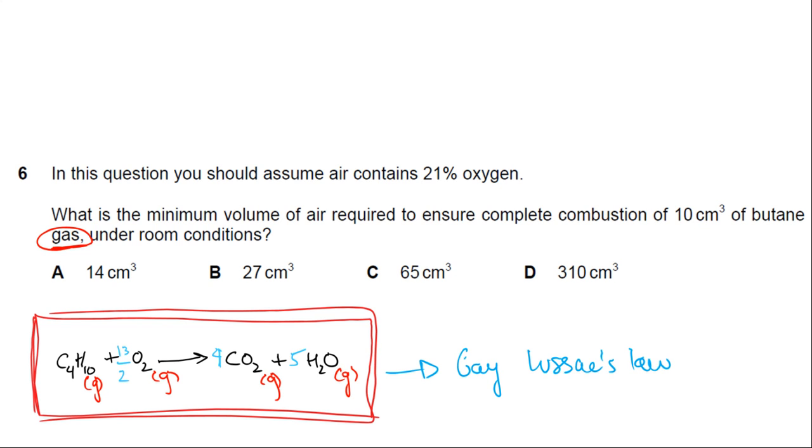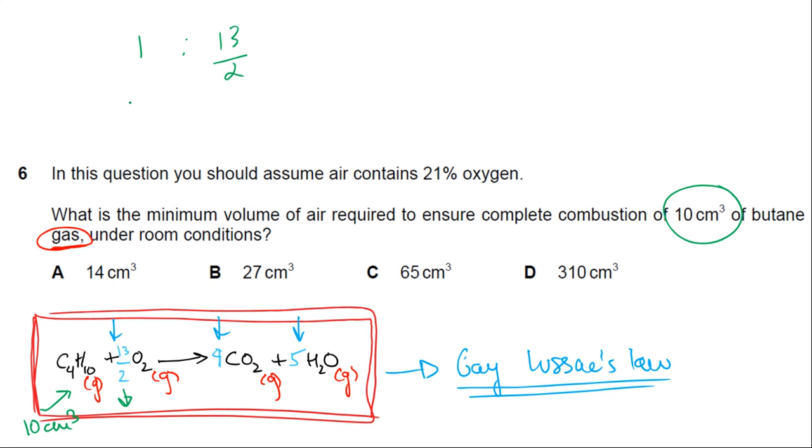However, here's what I will do. One of the derivatives of Gay-Lussac's law is that when in a chemical reaction all the reactants and products are gases, you can treat these molar ratios as ratios of volume as well. Here's how I'll simplify this question. If butane is 10 cubic centimeters and I use this molar ratio as the volume ratio, then I simply have to multiply 13 over 2, which is 6.5, by 10. You have butane, which is 1 mole, and oxygen is 13 over 2 moles. If I treat their molar ratios as volume ratios and cross multiply, I get my oxygen as 65 cubic centimeters.